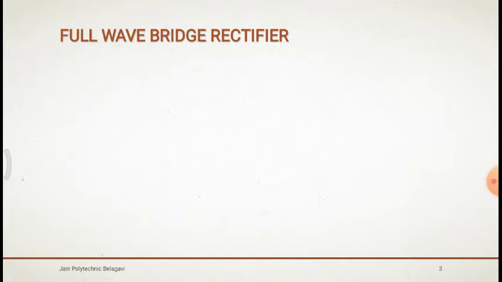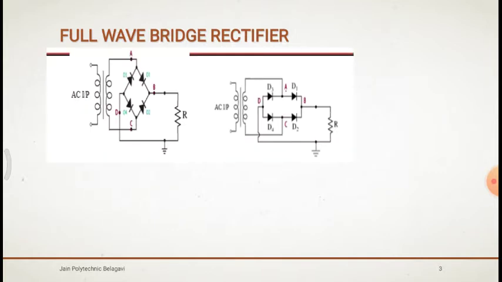See, last class I discussed the center tap full wave rectifier. Due to some of its disadvantages, we are using the full wave bridge rectifier. The bridge rectifier is constructed in the form of a bridge. It consists of 4 diodes here. I'll show the circuit diagram here.